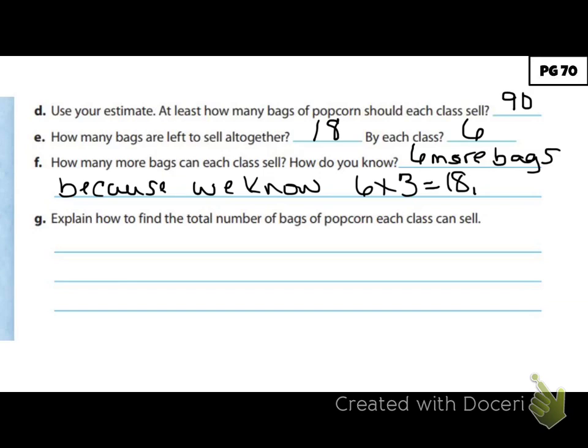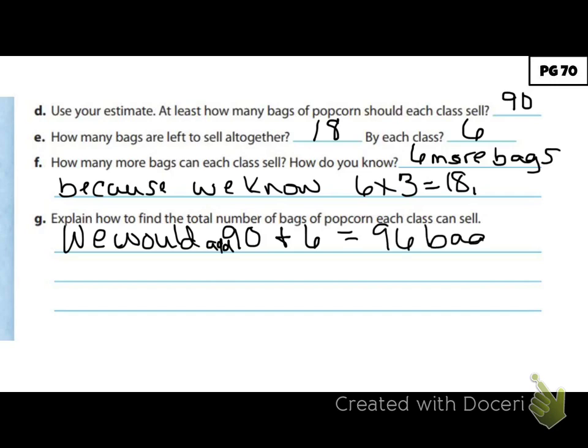So G says, explain how to find the total number of bags of popcorn each class can sell. Well, we would add our estimate, which is 90, plus our 6, to know that it would be 96 bags.